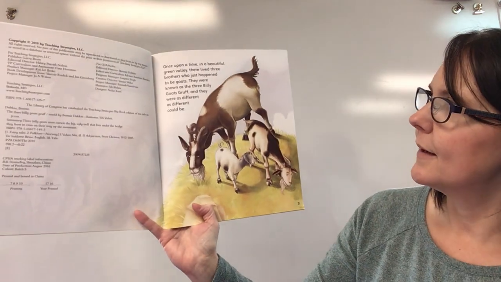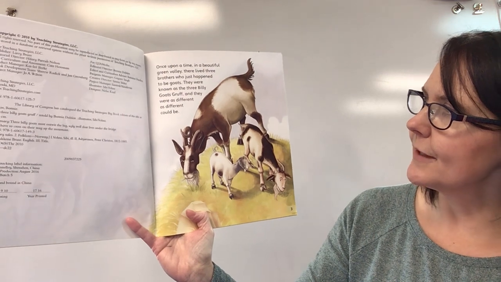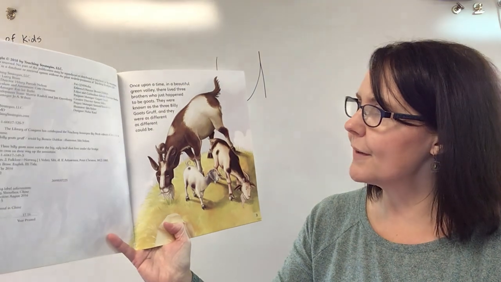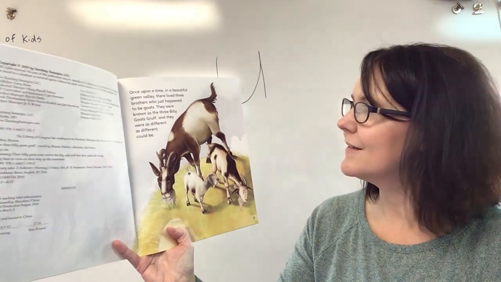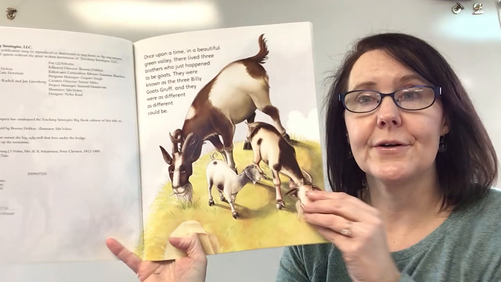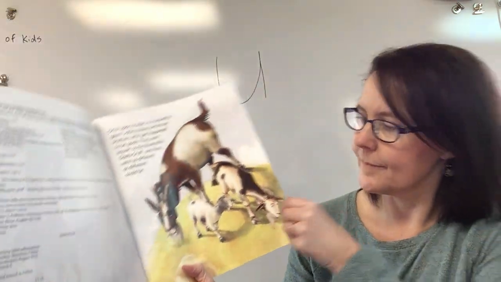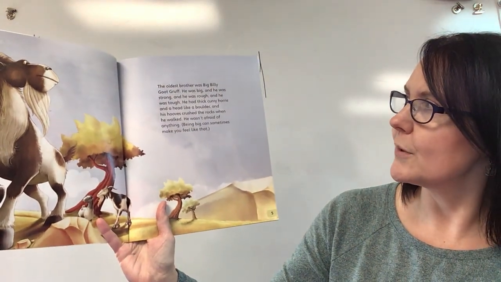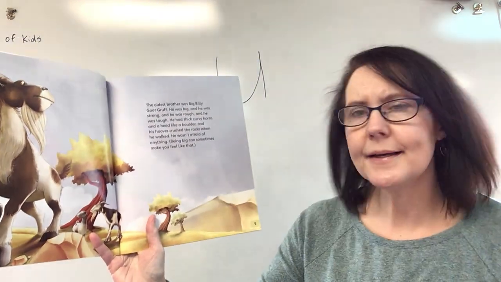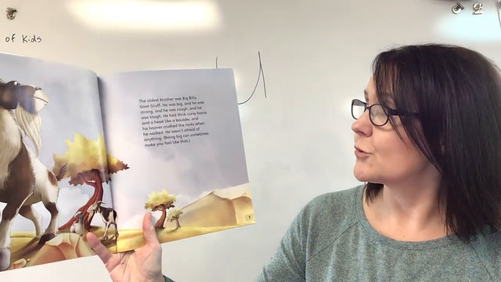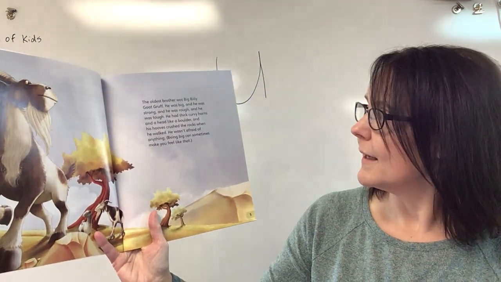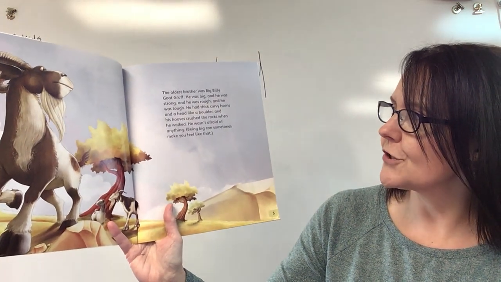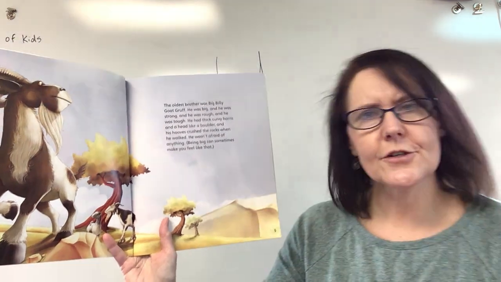Once upon a time, in a beautiful green valley, there lived 3 brothers who just happened to be goats. They were known as the 3 Billy Goats Gruff, and they were as different as can be. So they're different. The oldest brother was Big Billy Goat Gruff. He was big, and he was strong, and he was rough, and he was tough. He had thick, curvy horns and a head like a boulder, and his hooves crushed the rocks when he walked. He wasn't afraid of anything.